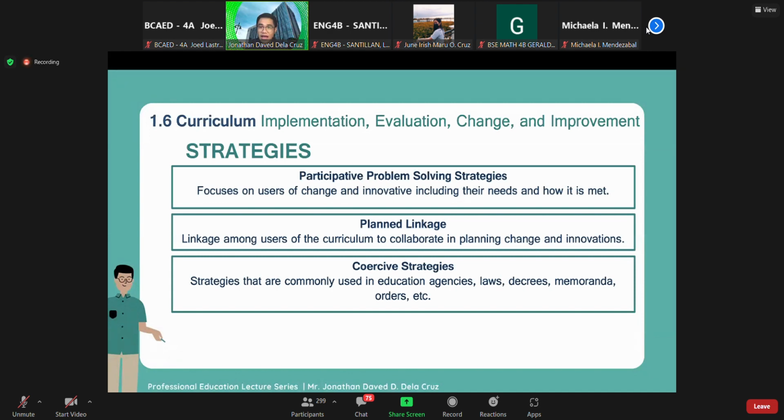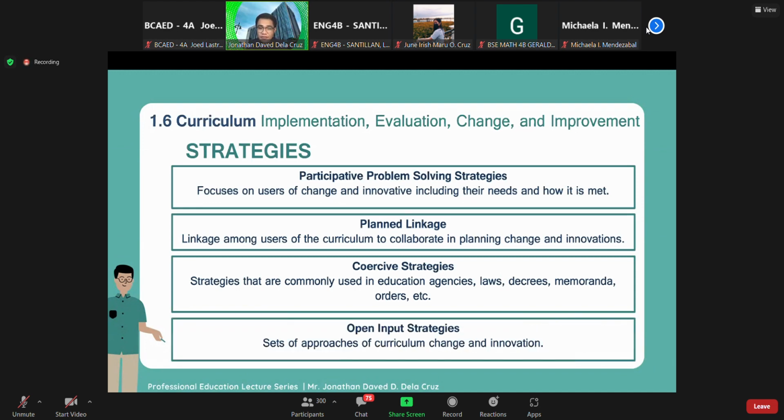Yung planned linkage, ginusto yun ng program ninyo. Yung participative problem-solving strategies, you offer it because you see it fit to the changing needs of the society. Kaya nga yung coercive strategy, yun yung pinaka-pilitan talaga. Kailangan nyo magpalit ng curriculum kasi sabi ng national government. And of course, open input strategies is sets of approaches of curriculum change and innovation. So ito yung open for change na curriculum.